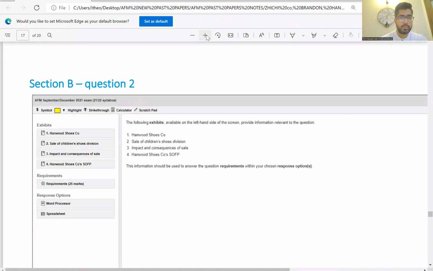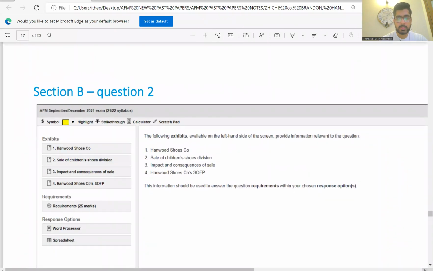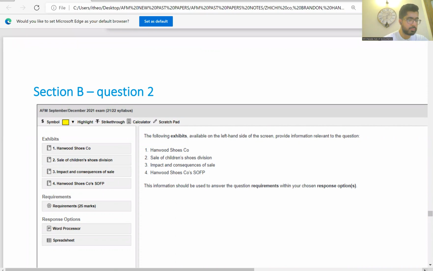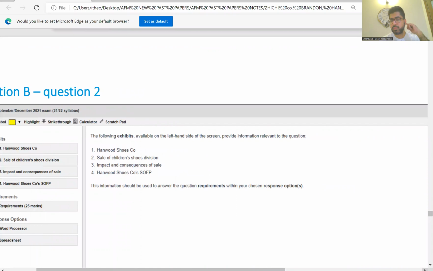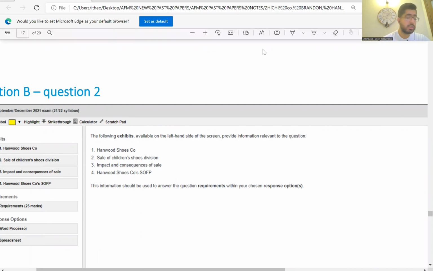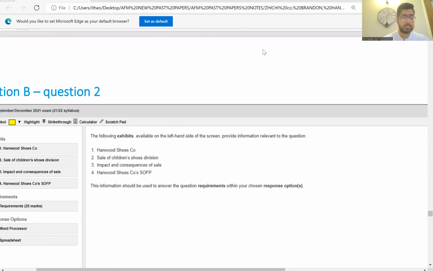Okay, so in today's class, we will be discussing this September-December 2021 exam. Question number 2. We have already discussed the ZG company question number 1. Now there are 2 questions in section B, so we will be firstly doing section B question number 2. The name of this question is Hanwood shoes. I will be reading the requirements and then going towards it.